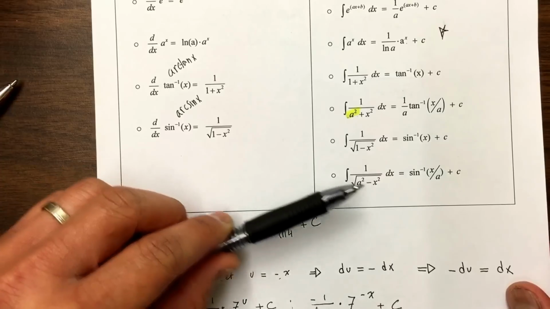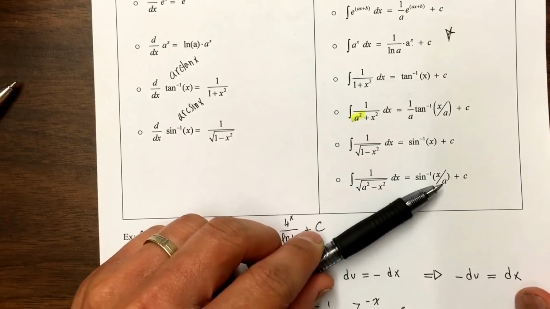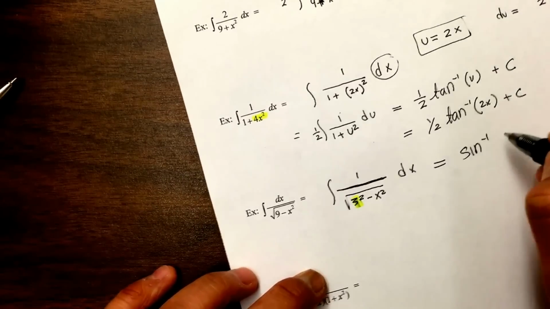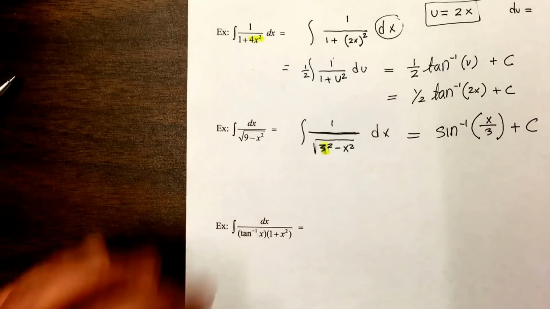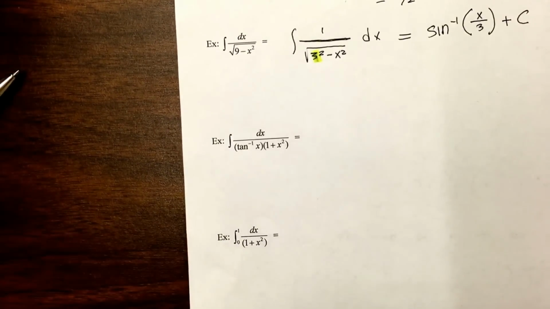So the answer to this problem is sine inverse of x over 3 plus c. Okay, so it is sine inverse of x over 3 plus c. Okay, very good. Okay, 2 more problems.